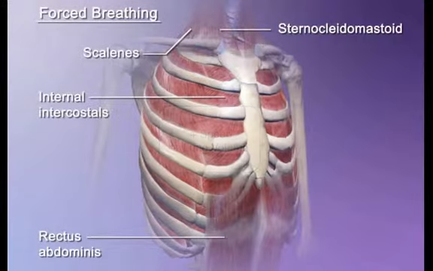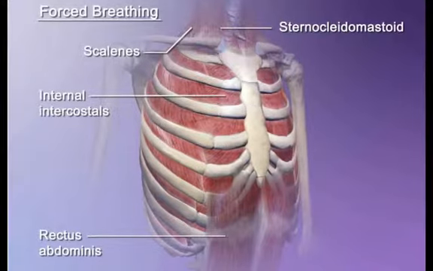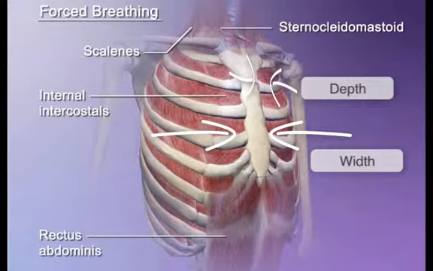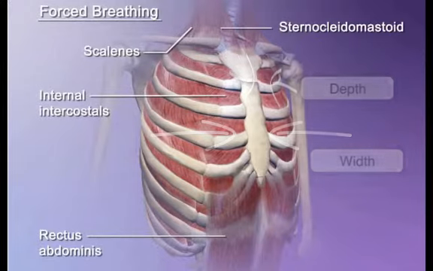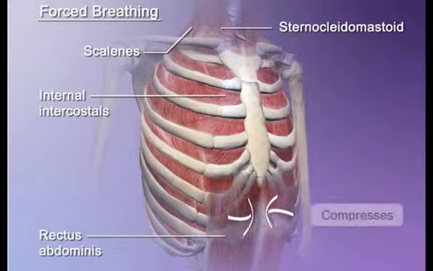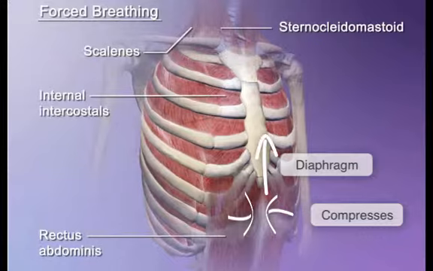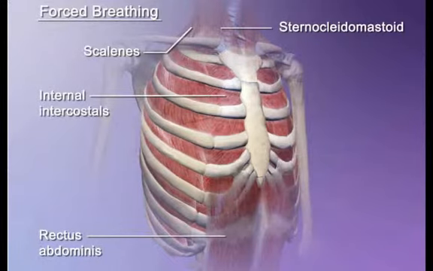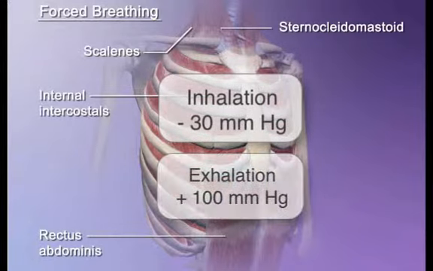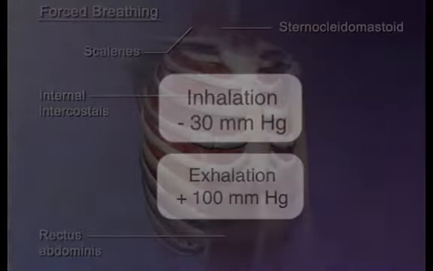During exhalation, the internal intercostal and transversus thoracic muscles can actively depress the ribs. This action reduces the width and depth of the thoracic cavity. The abdominal muscles, including the external and internal obliques, transversus abdominis, and rectus abdominis, assist by compressing the abdomen. This action forces the diaphragm upwards. The size of the pressure gradient increases when you breathe heavily. At maximum capacity, the pressure differentials can reach minus 30 mm of mercury during inhalation and plus 100 mm of mercury during exhalation in a trained athlete.